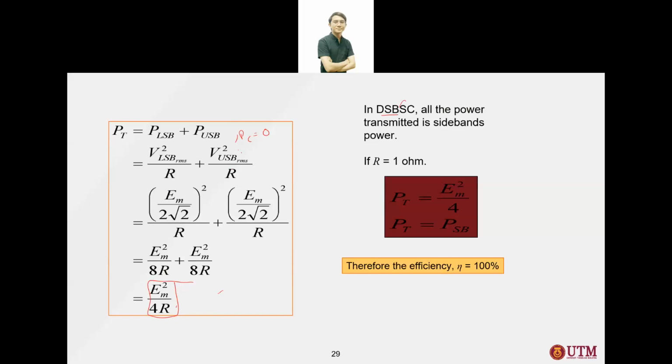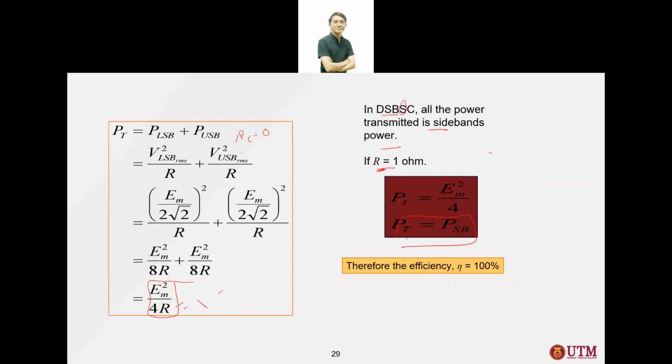In DSBSC, all the power transmitted is sideband power, which is logical because the carrier no longer exists. If R equals 1 ohm, then PT equals PSB. The total power actually comes from the sideband power if R equals 1. This is just to show an easy relation when we convert R to 1. Easier to see.